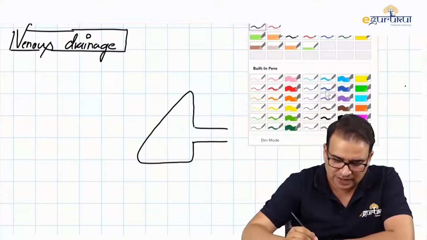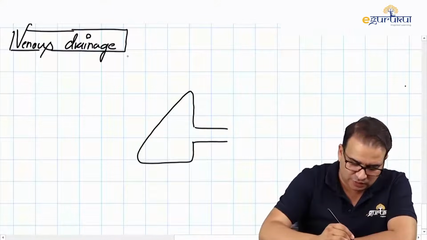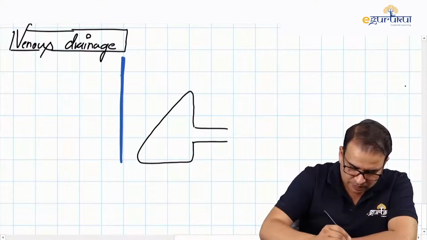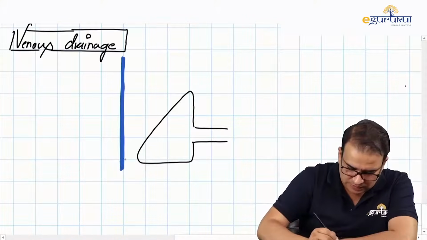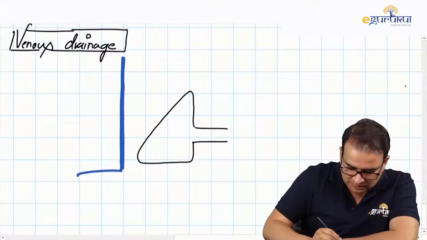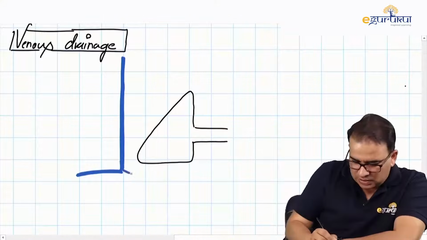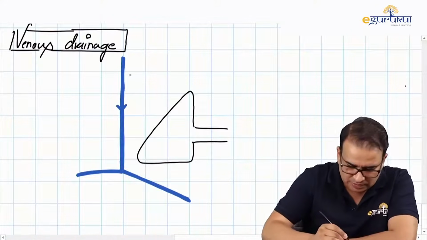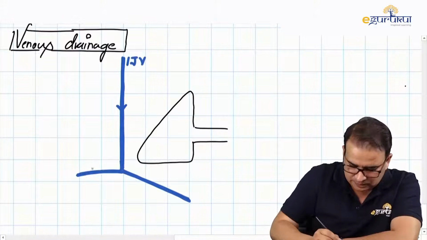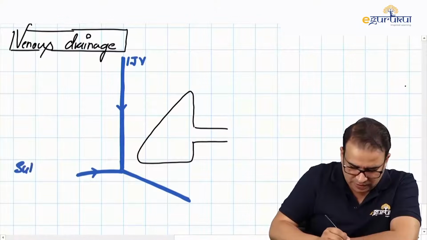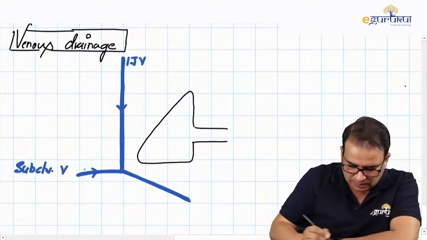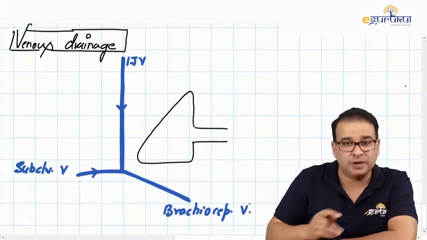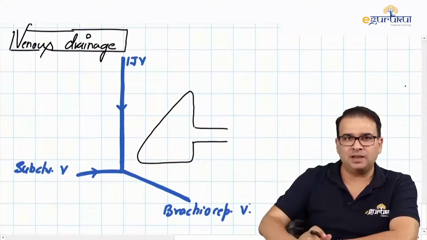But see, what major veins were we expecting to be present in this region? Like we have an internal jugular vein present in here. That's an internal jugular vein. We know internal jugular vein will meet with the subclavian vein, and then they together will give rise to this brachiocephalic vein. That's how it is. Let me just write that. That is internal jugular vein. This one is the subclavian vein. And here we have the brachiocephalic vein.